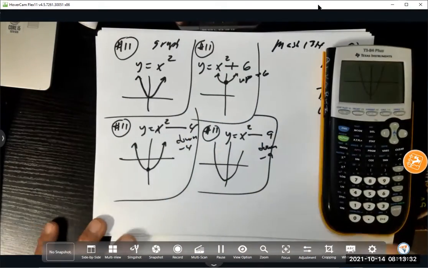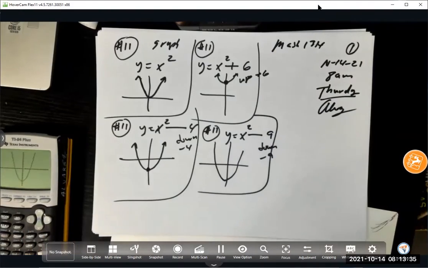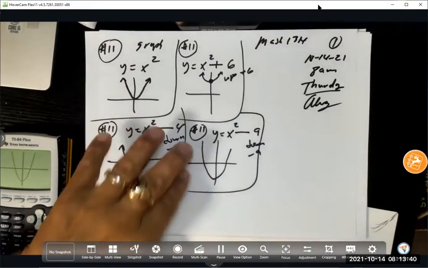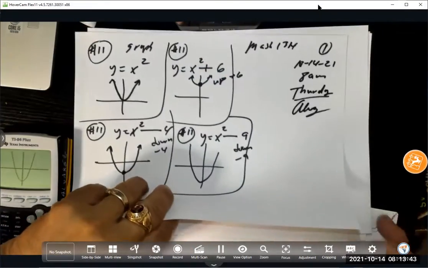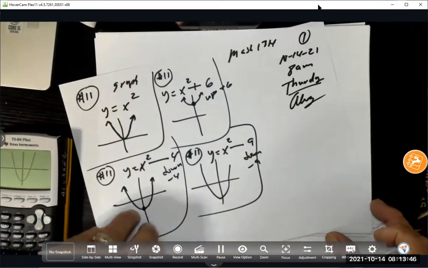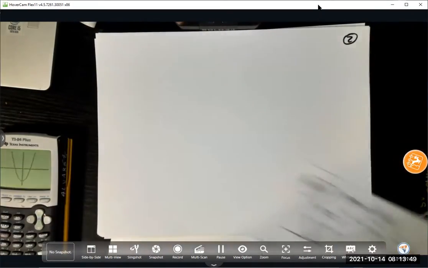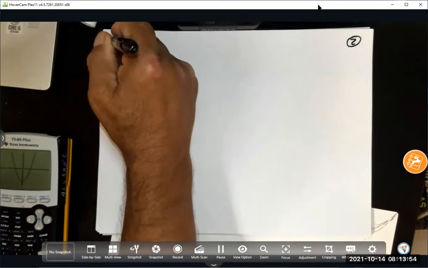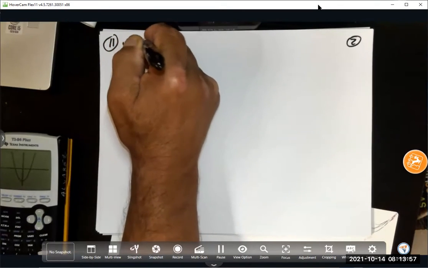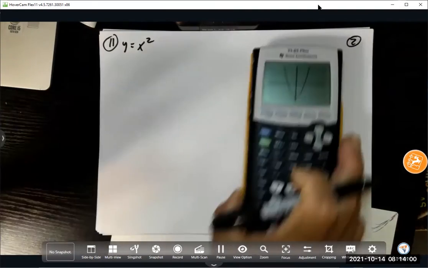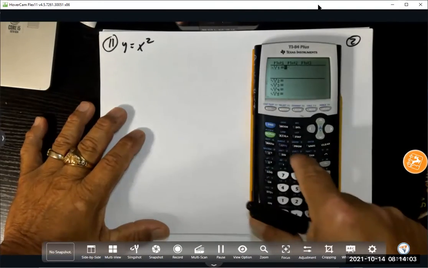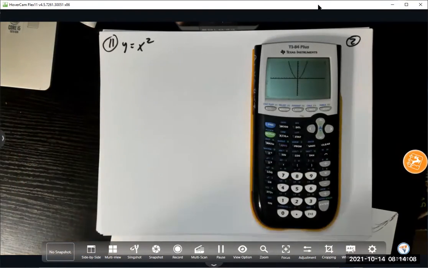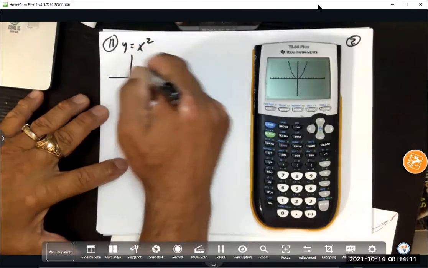Now I'm going to do something different on the next page, number 2. I'm going to put something inside the original function. I do the same problem again, number 11. I'm going to go y equals x squared. That's the old one. So do that one again and I'll show you what happens. Y equals x squared, clear, enter, and hit graph. It's the same one we did the first time.